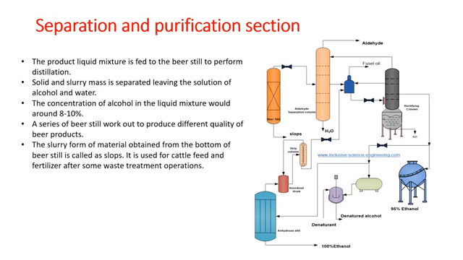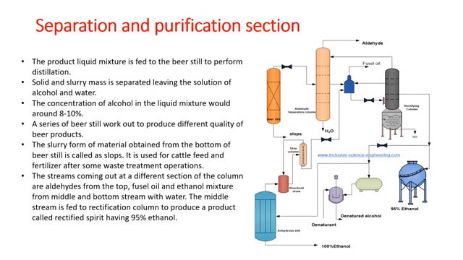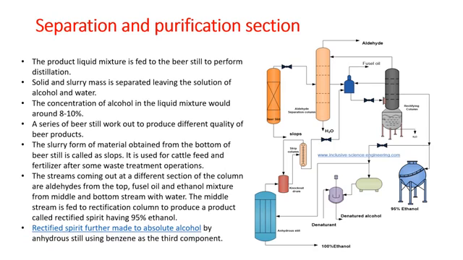The streams coming out at different sections of the column are aldehydes from the top, fusel oil and ethanol mixture from the middle, and the bottom stream with water. The middle stream is fed to a rectification column to produce a product called rectified spirit, having 95% ethanol. Rectified spirit is further made into absolute alcohol by an anhydrous still using benzene as the third component.